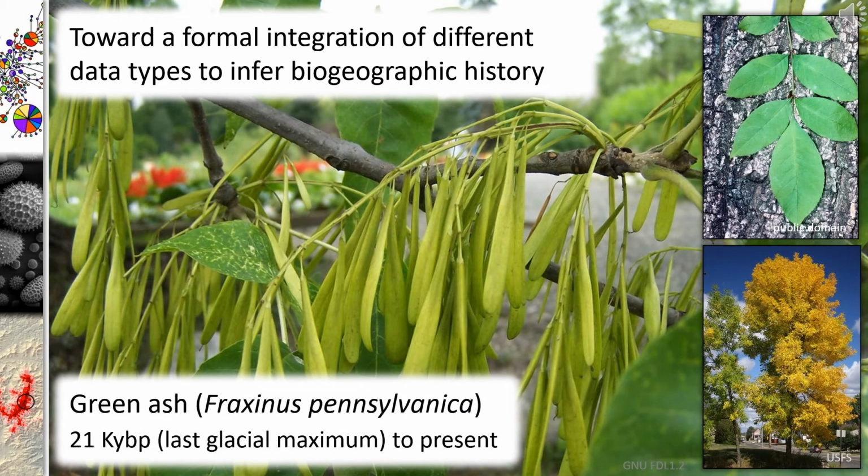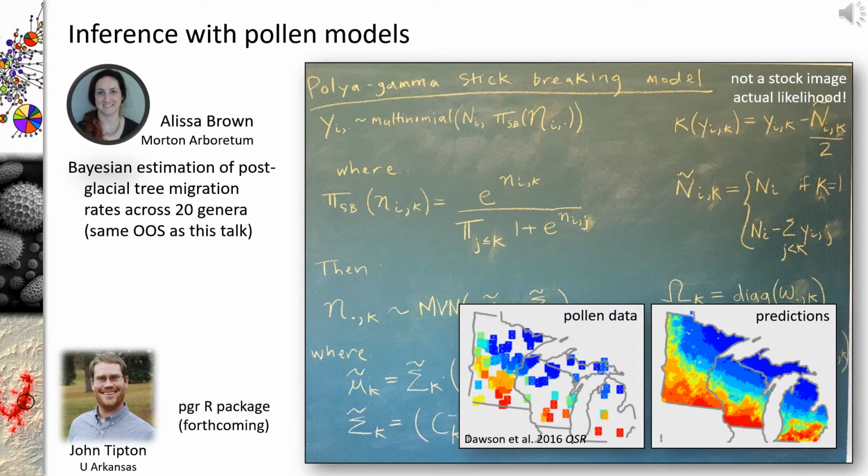We're going to show you a way forward by focusing on green ash, a very common tree in eastern North America. Our primary questions are, where were the locations of refugia during the last glacial maximum, and at what rate did the species migrate as glaciers receded? First up is inference using pollen. Pollen data comes from cores of lake beds, and as such it usually reflects what was growing around the lake at the time. So what we need is a model that will interpolate spatially and temporally into regions where we don't have samples. I encourage you to check out Alyssa Brown's talk on this pollen model in the same organized oral session.